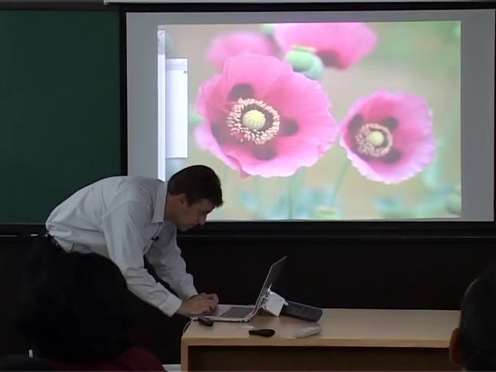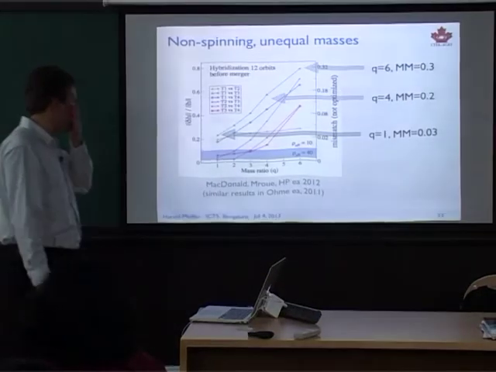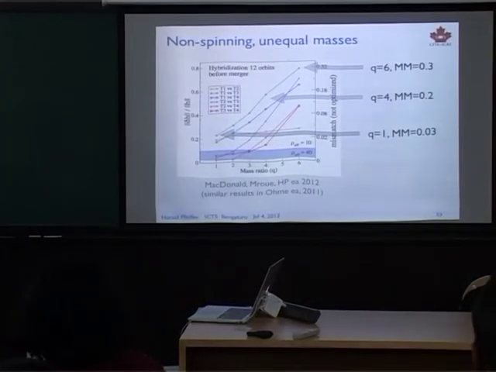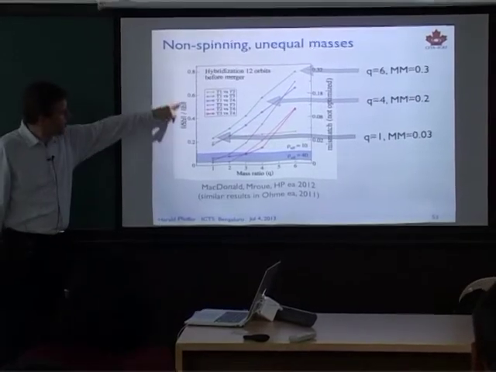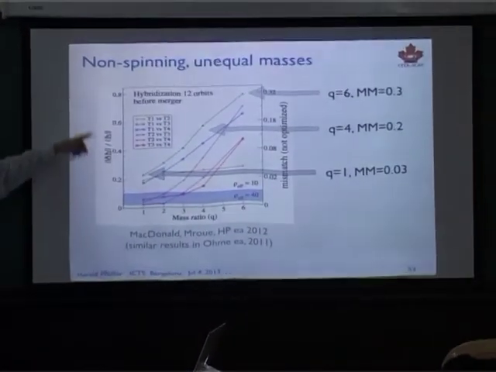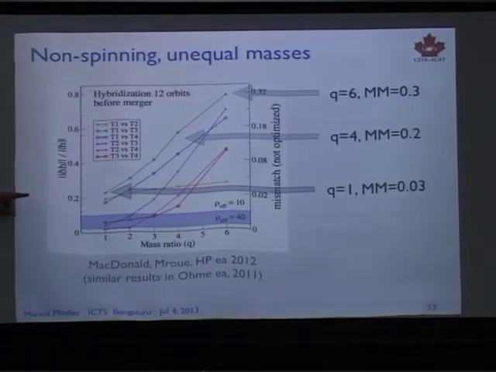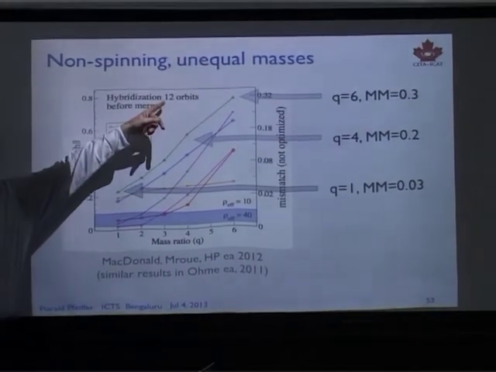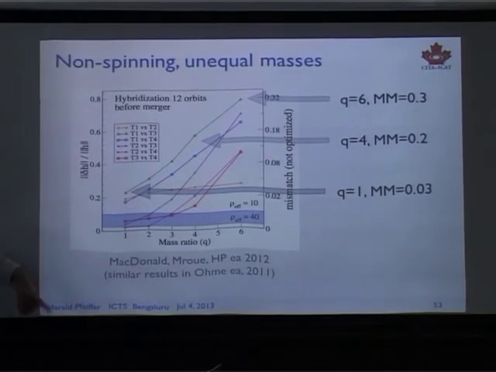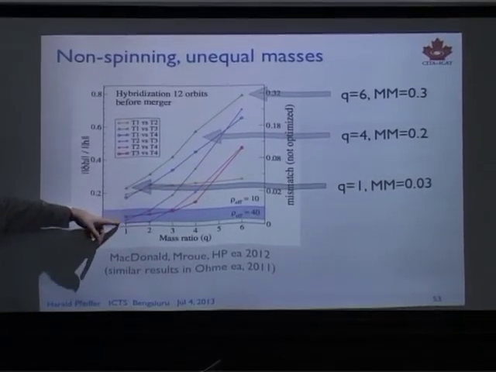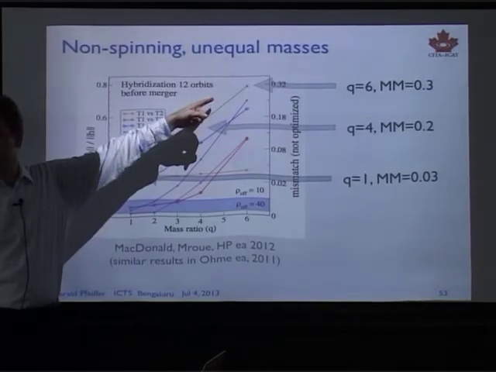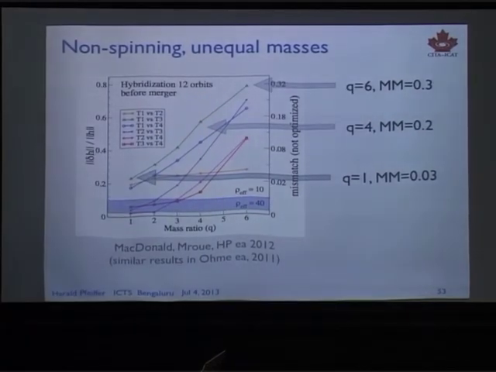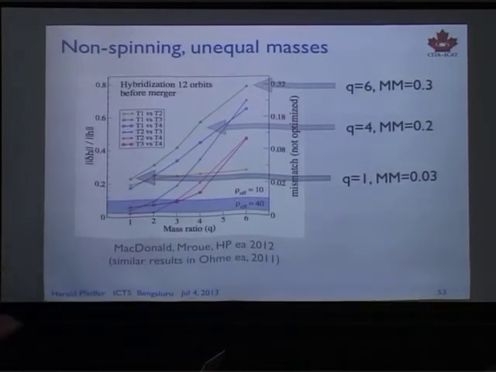So here is a plot I skipped over. This shows the error due to post-Newtonian if you stick to 12 orbits of numerical relativity. For equal mass, things are reasonably good. For unequal masses, things go much worse. It goes the other way: the harder simulations need more cycles.